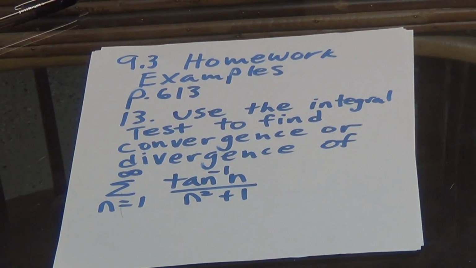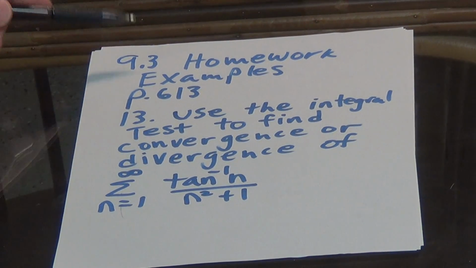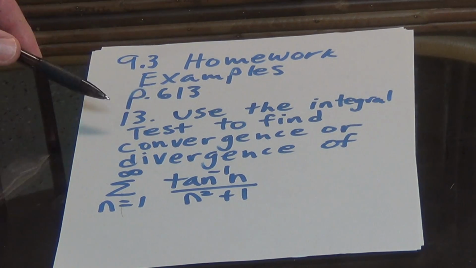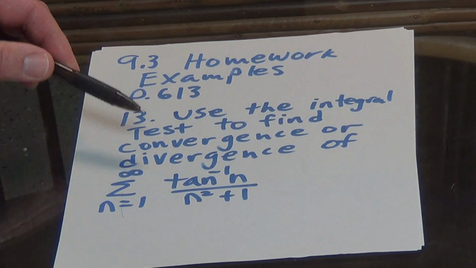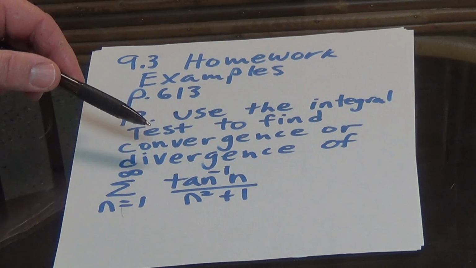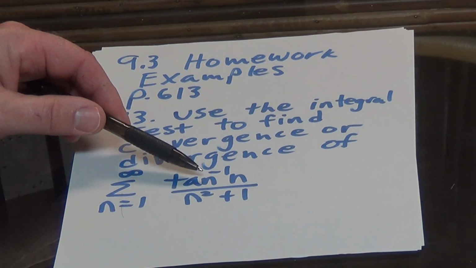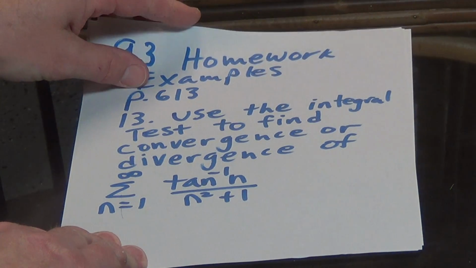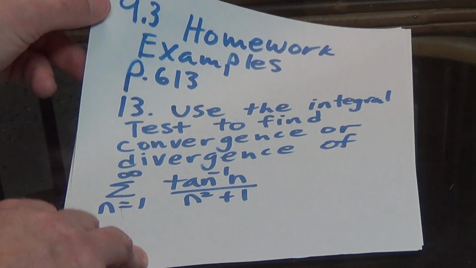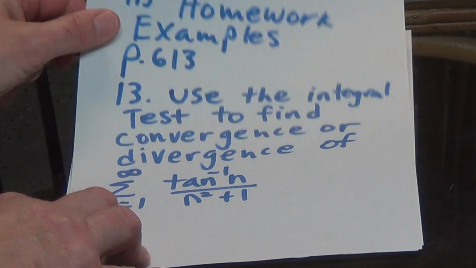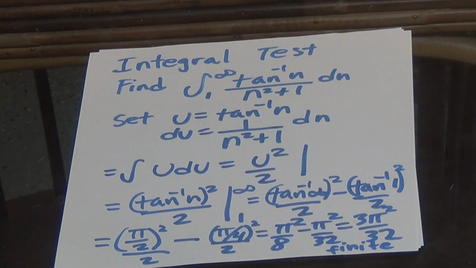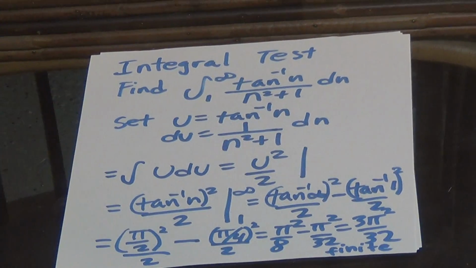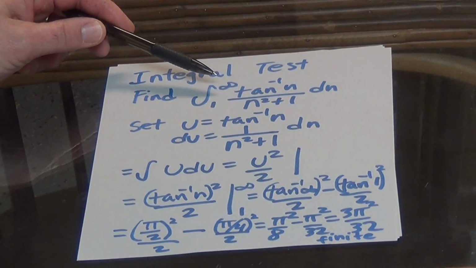Okay, so part 4 is off page 613, problem 13. We're going to test the convergence or divergence of the sum of arctangent n over n squared plus 1 with the integral test, which means you just simply take the integral of arctangent n over n squared plus 1. You keep the same limits that were on the sum.